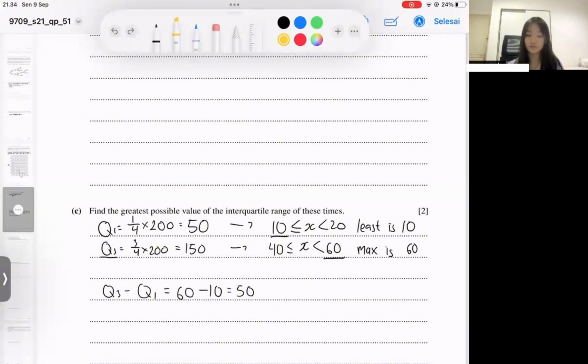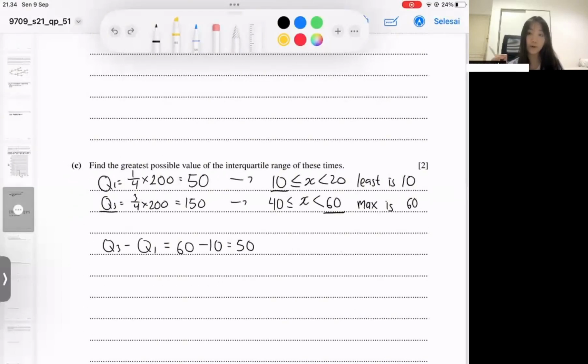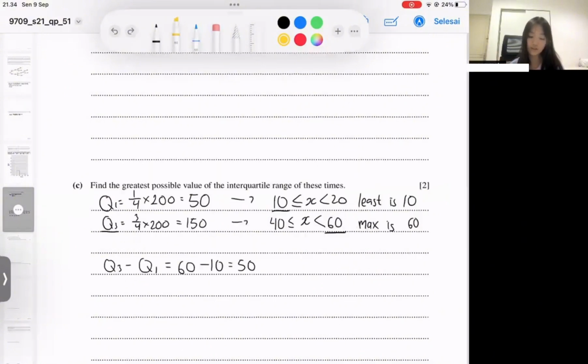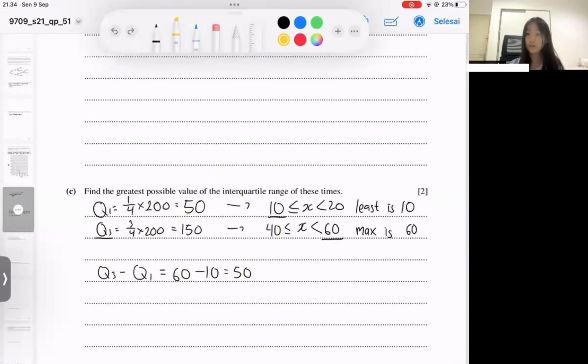Now moving on to 5C. Find the greatest possible value of the interquartile range of these times. When we talk about interquartile range, we talk about the upper quartile minus the lower quartile. In order to find the lower quartile, we need to multiply 200 by 1 over 4. 200 is the total number of players. This will become 50. 50 here represents the first 50 people, or the first 50 players.